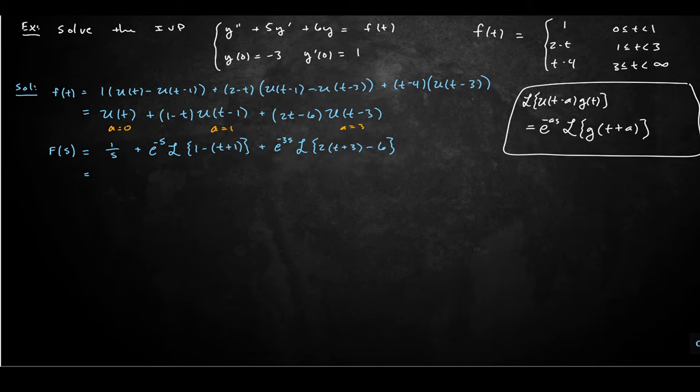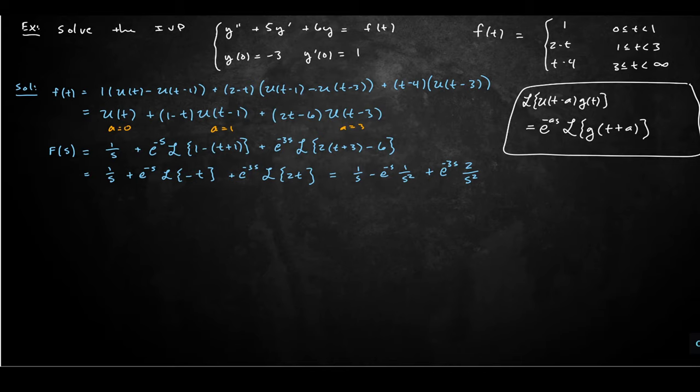And this Laplace turns out to be 1 over s plus e to the negative s times, let's see, that's going to be Laplace of negative t, plus e to the negative 3s times Laplace of 2t plus 6 minus 6, which is just 2t. So this turns into 1 over s plus e to the negative s times, actually I should say minus e to the negative s times 1 over s squared plus e to the negative 3s times 2 over s squared. So that's the Laplace of our piecewise function, our forcing function.